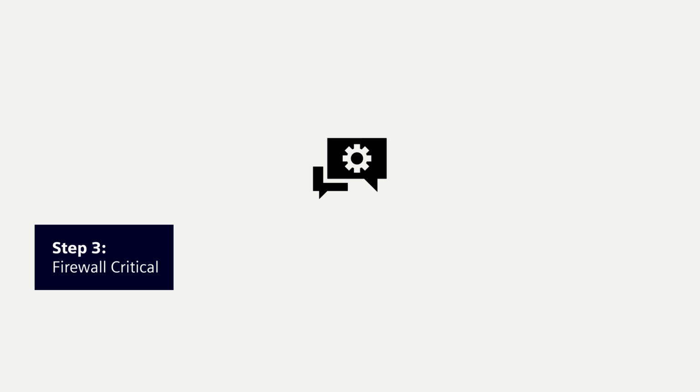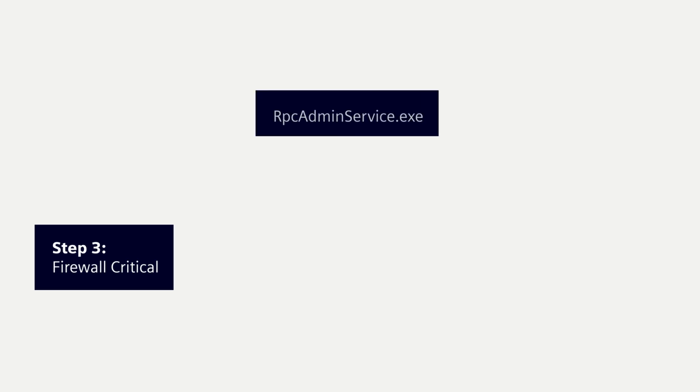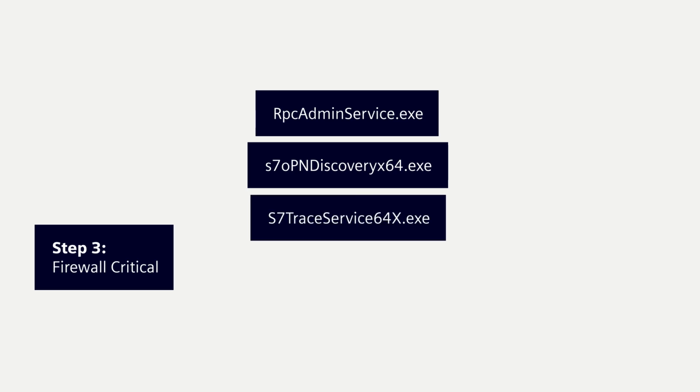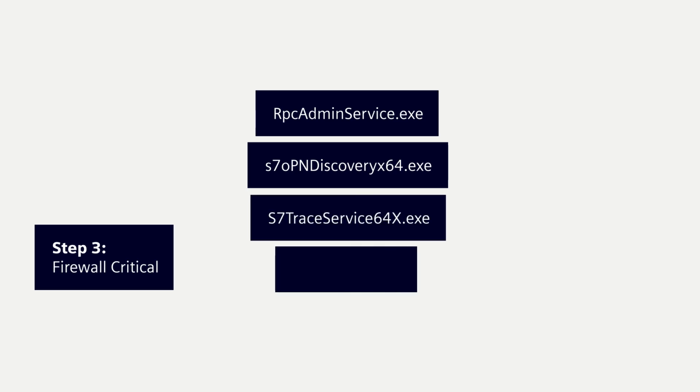Third, check your firewall settings. DIGSI 5 relies on 4 critical services to detect devices. You'll need to add these executables to your firewall's allowed list: rpcadminservice.exe, S7OPNDiscoverX64.exe, S7traceservice64x.exe, and S7OS64.exe. You can find the exact file paths in the description below, but they're all located in your Siemens program folders.